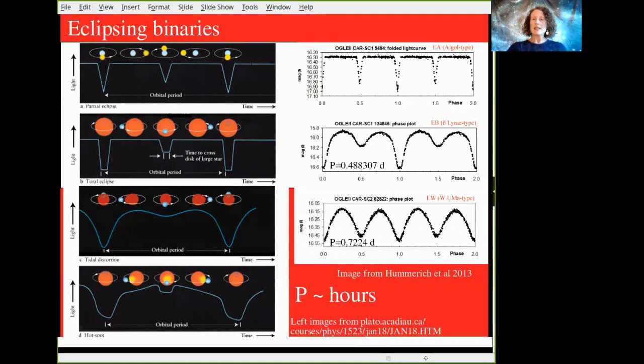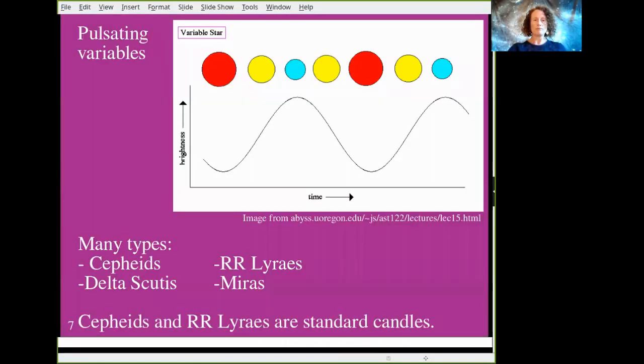And so you can see here that the periods of these objects are quite short. The period of the middle one, for example, is a little less than half a day, so a little less than 12 hours. The period of the bottom one is almost 3/4 of a day, so almost 18 hours. Eclipsing binaries tend to have periods that are on the order of hours, and they can, in fact, also be much shorter than these examples that I've shown, but they're all relatively short period. And so these are eclipsing binaries, one type of variable star.